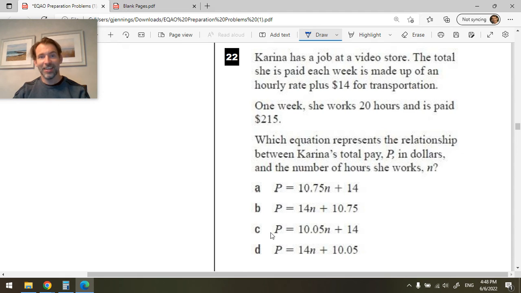Anyway, she's paid each week is made up of an hourly rate plus $14 for transportation. Okay, so she's paid $14 a week for transportation and then her hourly rate on top of that. All right. So this is like one of their challenge problem type things. Great place to end our video. I'll work over here in the blank area.